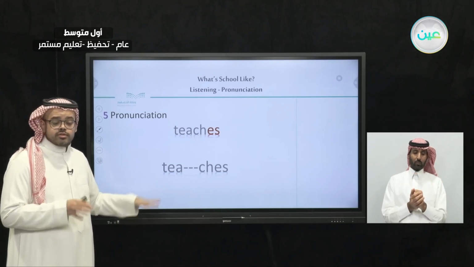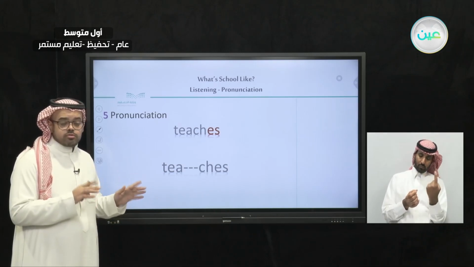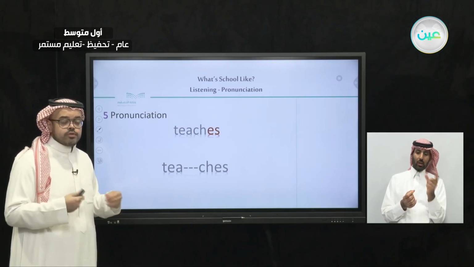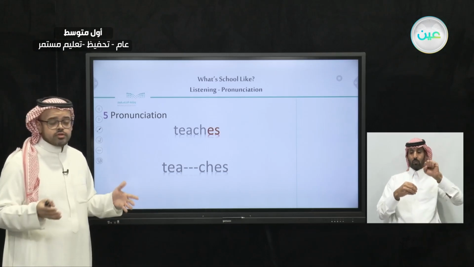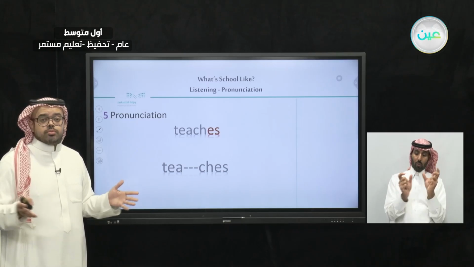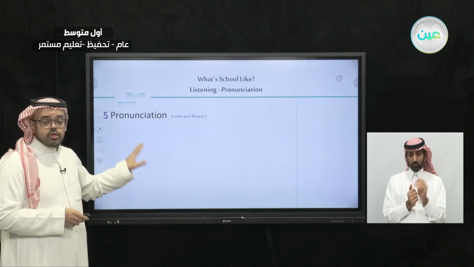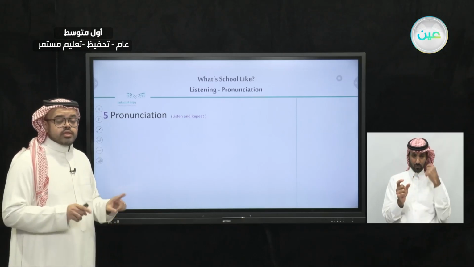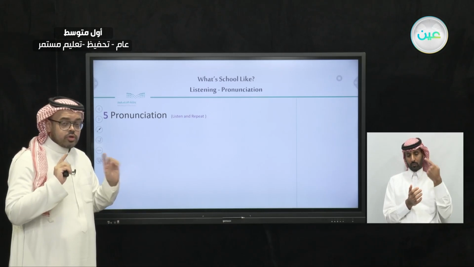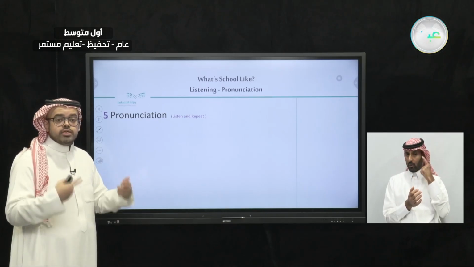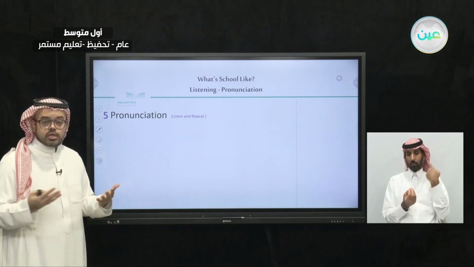And the same with other verbs that we're going to see after the slide. The situation is the same. When you pronounce it alone, it has one syllable, easy to pronounce, teach. But when you add ES, now it becomes two syllables, teaches. So have a look at these sentences and remember that I'm going to pronounce it twice, and you need to repeat with me.